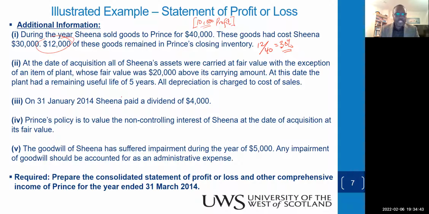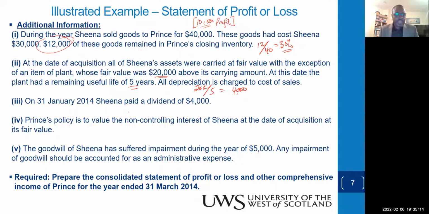All right. At the date of acquisition, Sheena's assets were carried at fair value with the exception of an item of plant whose fair value of 20 is above its carrying amount. There's no mid-year, so I'm just going to work it straight. No pro rata, anything, okay? At this date, the remaining useful life is 5. So it will be 20K divided by 5, which gives us 4,000, as a fair value depreciation.